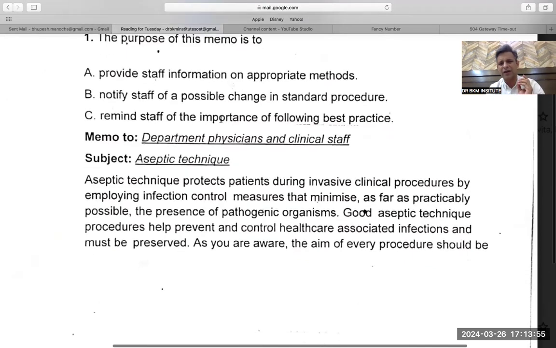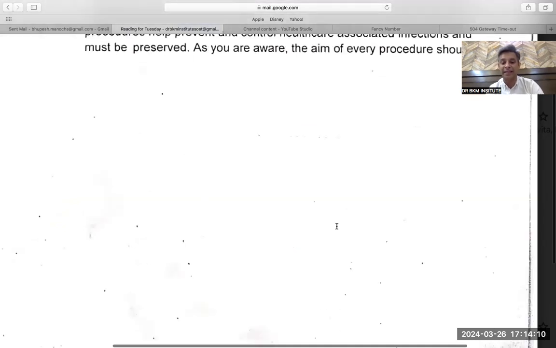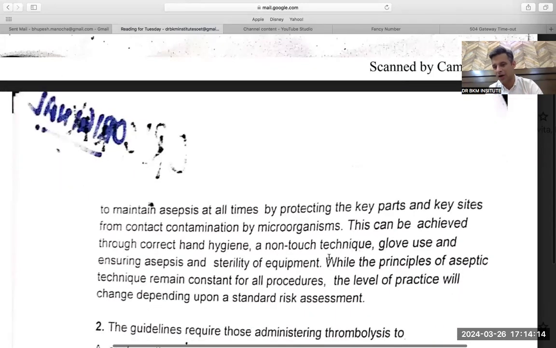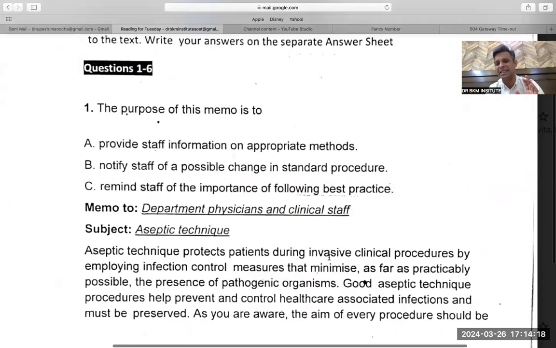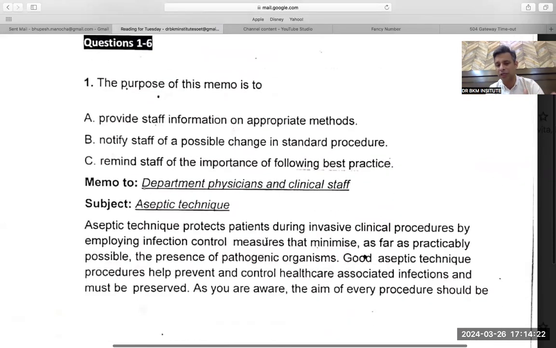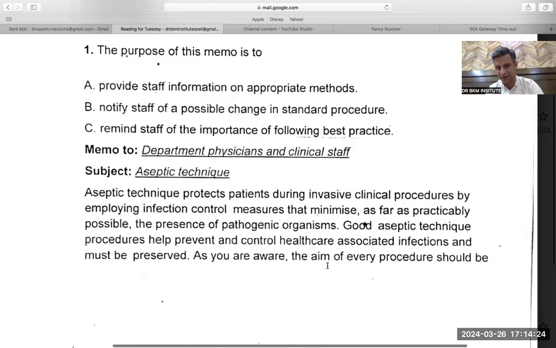No. Remind the staff of the importance of following best practice. This can be the message, because ultimately they are talking about aseptic technique. They are reminding the staff that you need to follow it. What is the importance? It will prevent infections. That is the importance. And at the end also, they have talked about microorganisms and then how. So overall, I am confused between A and C, but C seems to be a better option because they are reminding the staff that it is important for you to minimize the infections.